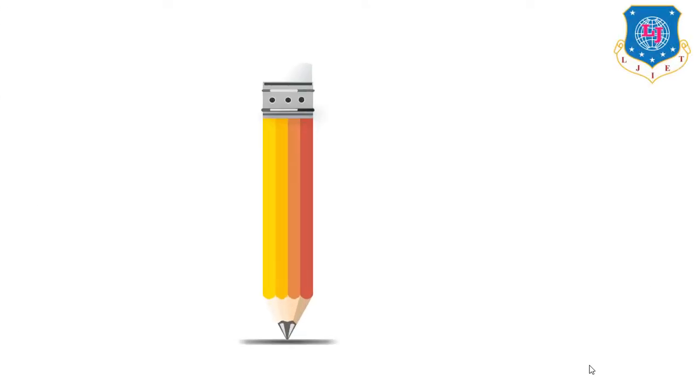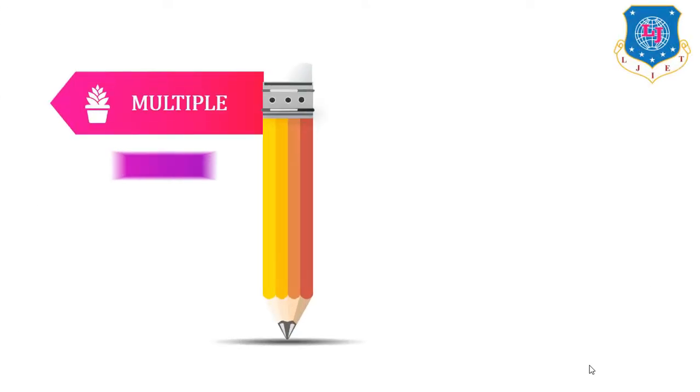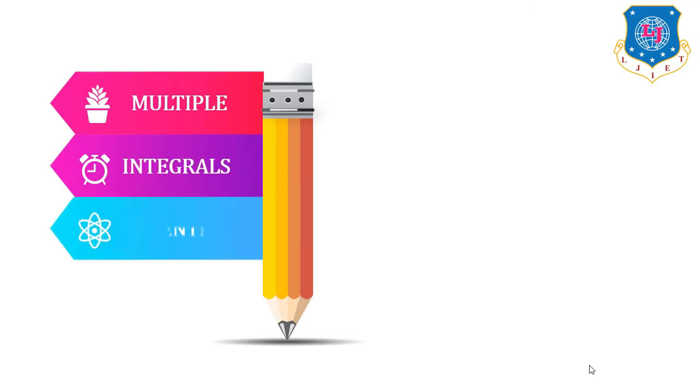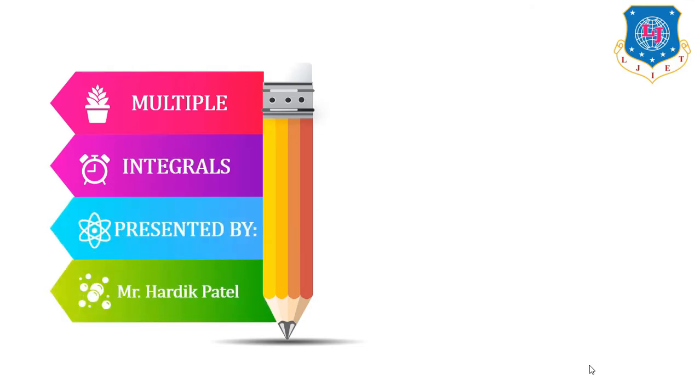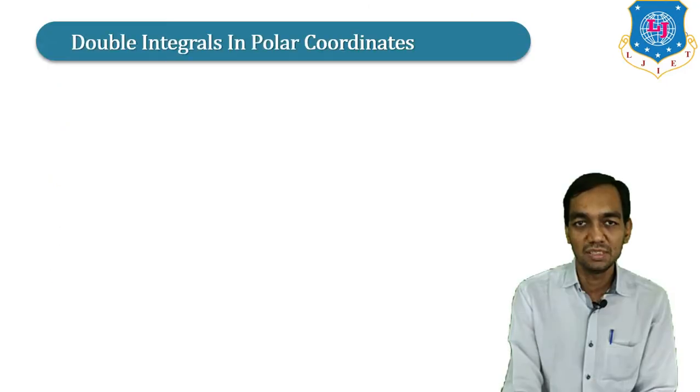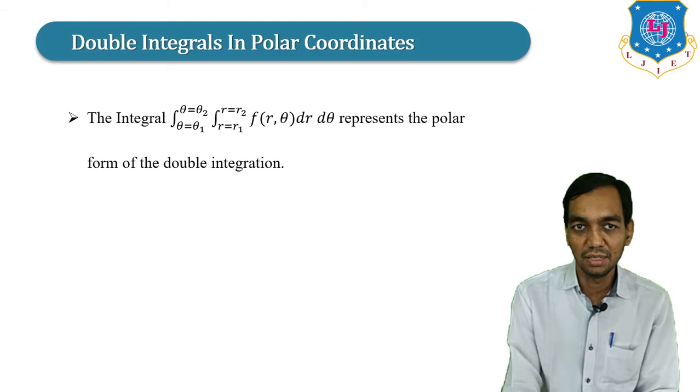In the last session, we have seen some basic concepts of multiple integral and multiple integral over a rectangular region, that means on the XY plane. Now, today we are starting with the polar coordinate system. Polar coordinate system is a system in the form of r and theta.